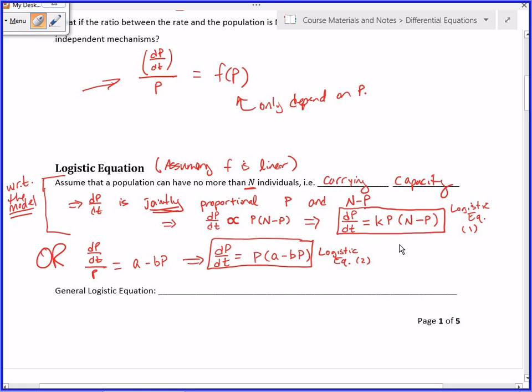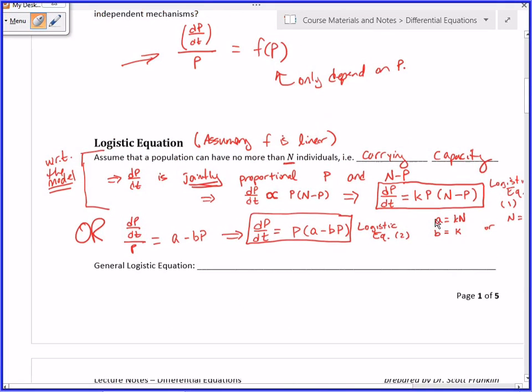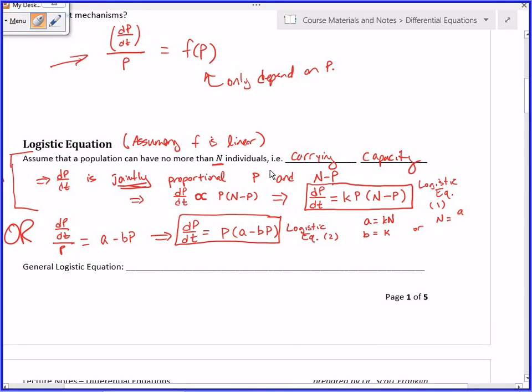Notice, by the way, these are the same thing if A is Kn and B is K. Or N is A. Well, actually, I should write it this way. Or, let's erase this. K is whatever B is. So say you're given equation number 2, you could rewrite it as equation number 1. Just let K be B, and then N is A divided by K. They're connected to the same equation with just different parameters involved.